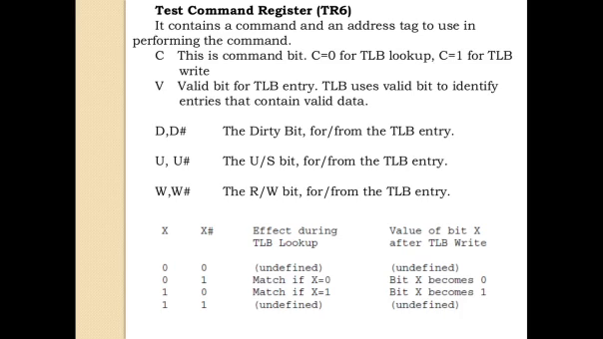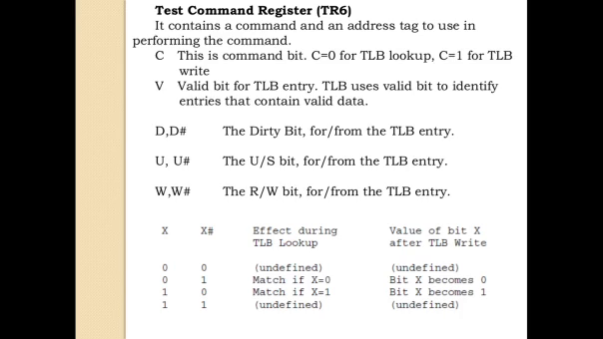The first one is TR6, the test register 6. The TR6 register is called the test command register. What does it contain? It contains a command, that is, what operation we are going to perform, and an address tag to use in the operation of the command. So at what address we have to perform the operation.